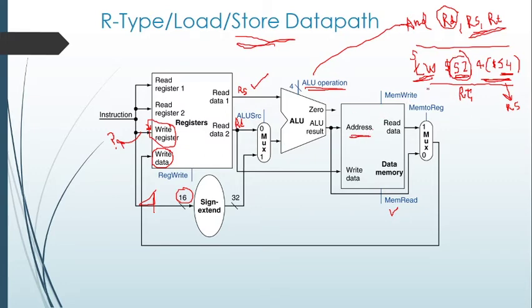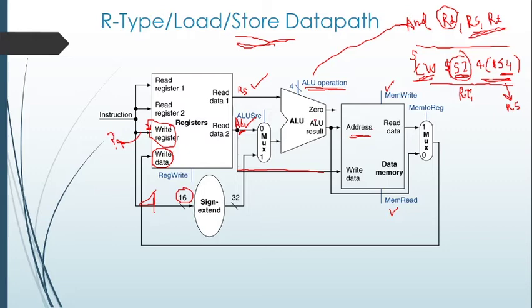So what happens? Where is this RT? That RT register is actually read from the register file in the first step. So this RT is basically transferred to the write data field of the data memory, and the MemWrite command is passed so that the memory is written. That data is actually coming from the RT register. So this is how a typical R-type, load word and store word data path works.